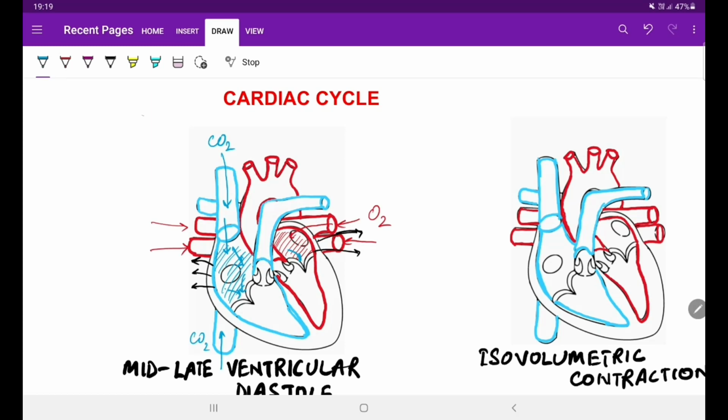I hope everyone remembers these valves clearly. These are the mitral valve and the tricuspid valve. So, the pressure which is built on these valves results in the opening of these valves, and they let the blood flow into the respective ventricles of the heart. So, the right atrium pushes the blood into the right ventricle, whereas the left atrium pushes the blood into the left ventricle.